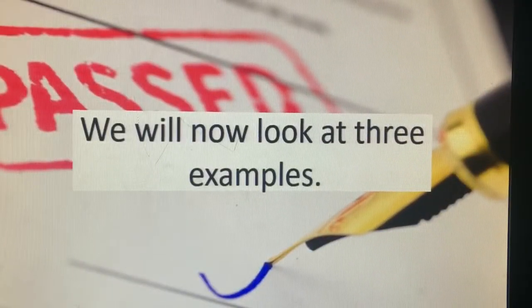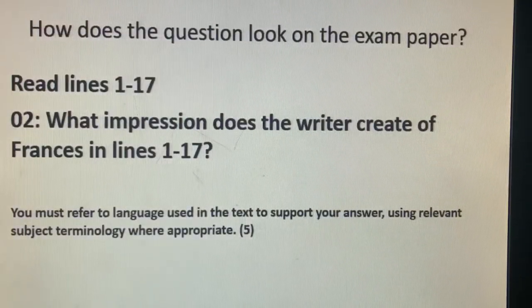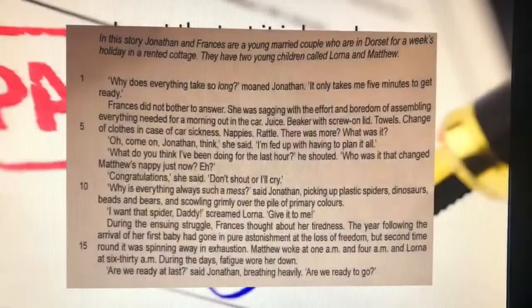Here's 3 examples then, based on the question you saw earlier about Frances and what we can tell about her. And this is the extract it's based on.